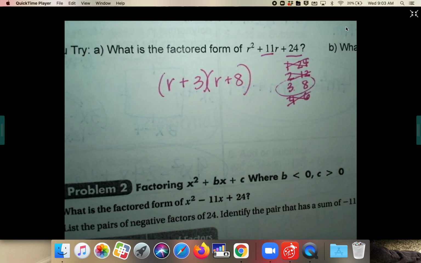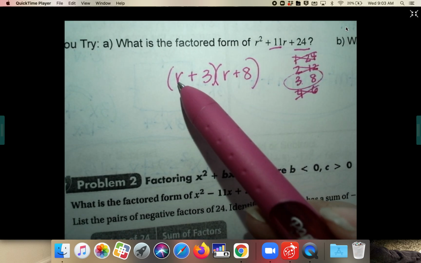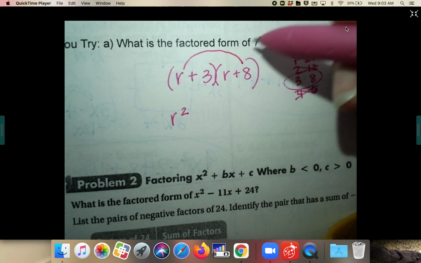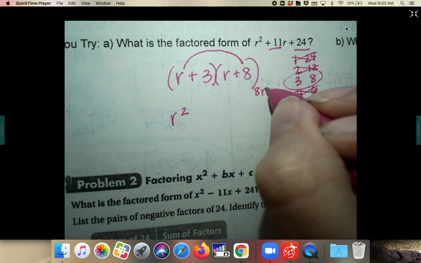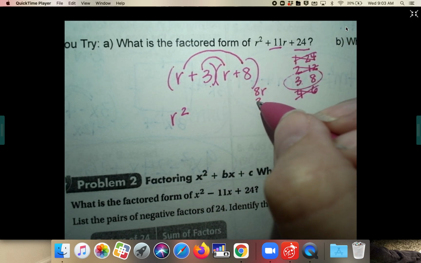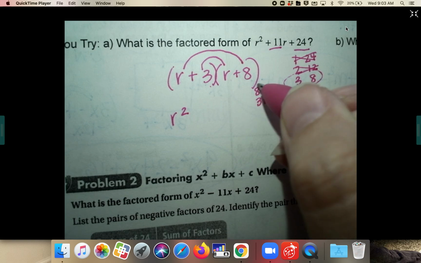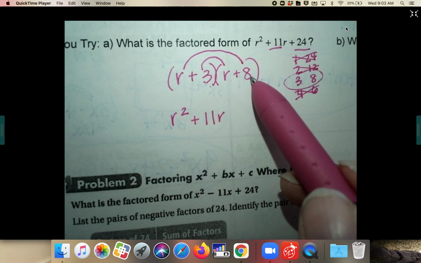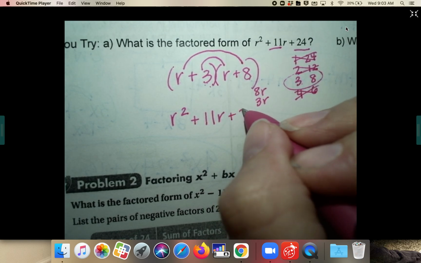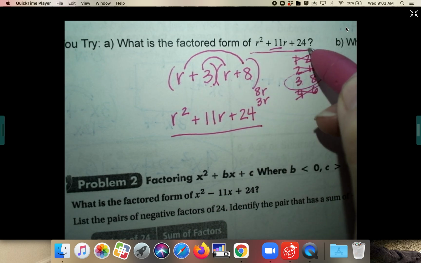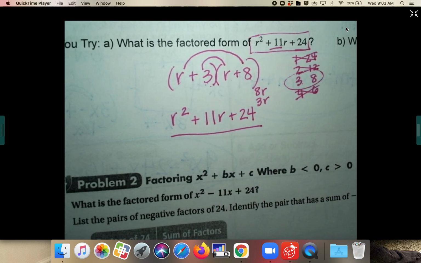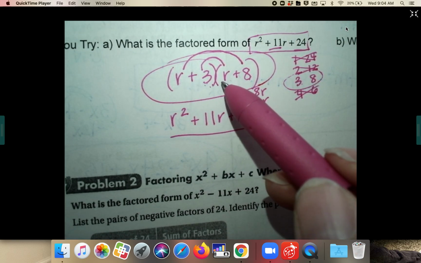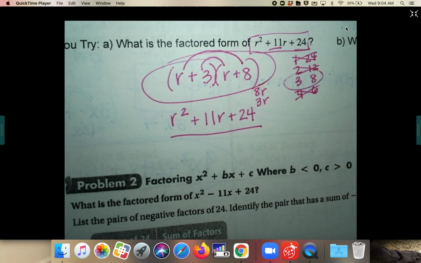Okay, and you can always check. I would highly recommend you checking. Go ahead and FOIL this. FOIL is first times first, which is r squared. Outsides is your O, that would be 8r. Insides is 3r, and remember your outsides and insides are always like terms, so we're going to combine those to get 11r. And then lasts is your last number times your last number, which 3 times 8 is 24. So if this was our original problem, then we did factor it correctly. So r plus 3 times r plus 8 would be the answer there.